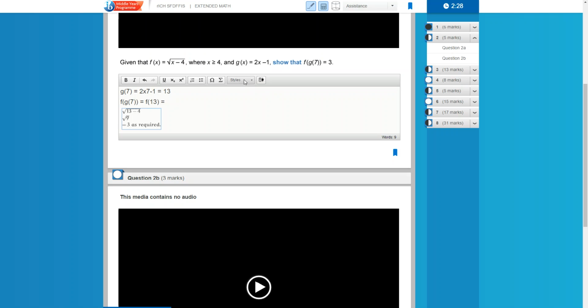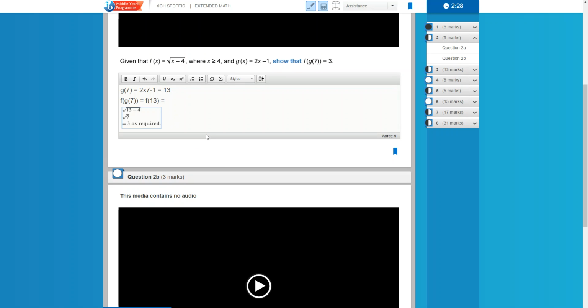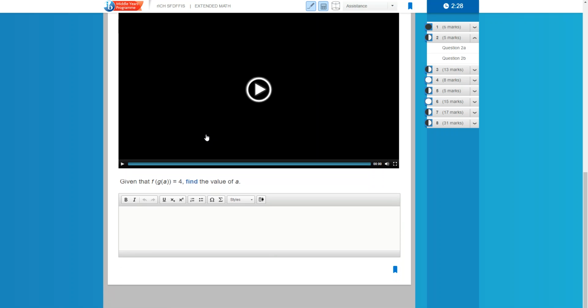Now you could work out what f of g of x is as a function and put everything in. Either way, it doesn't make any difference, okay? Is everybody okay with that? Yep. Looking on to the next one.